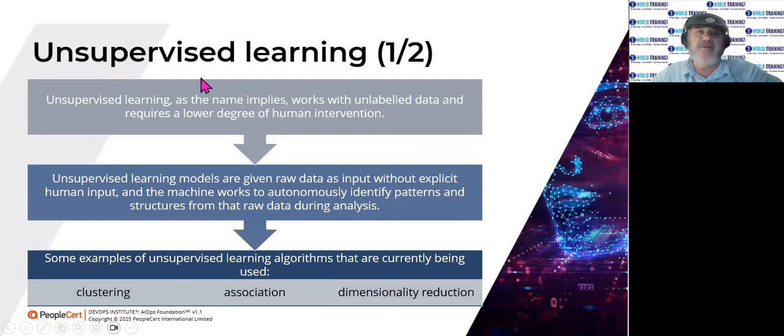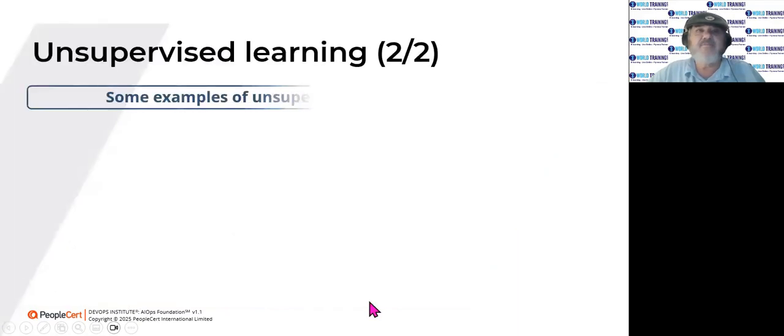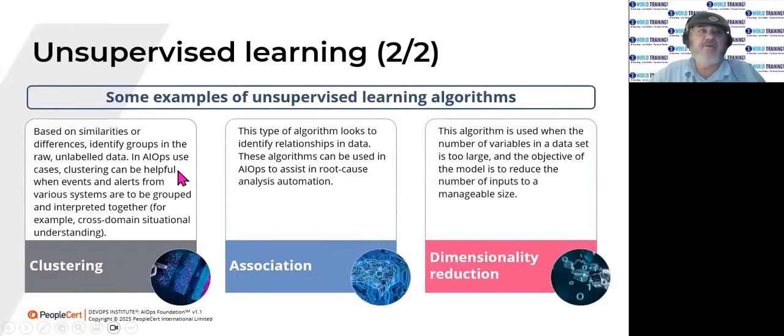Okay, what about unsupervised learning? Unsupervised learning, as the name implies, works with unlabeled data and requires a lower degree of human intervention. Unsupervised learning models are given raw data as input without explicit human input. And the machine works to autonomously classify, identify patterns and structures from that raw data during analysis. Some examples of unsupervised learning currently being used are called clustering, association, and dimensionality reduction. So we'll talk about each of those.